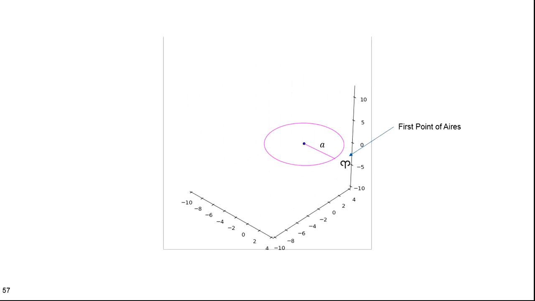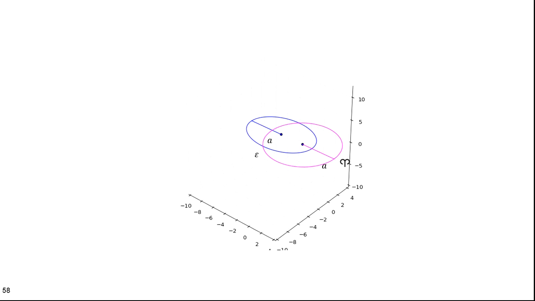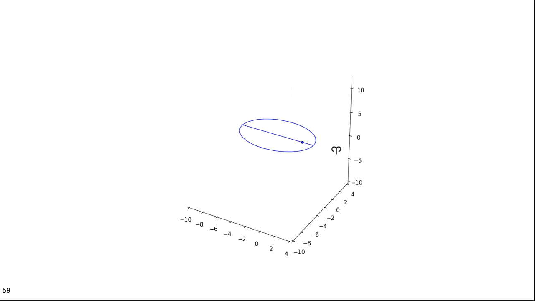Let's now go through the degrees of freedom more formally. We'll start with a circle. Here we've chosen a semi-major axis A. The x-axis points to the first point of Aries, and the plane of this circle is in the Earth's equatorial plane. We want to give the orbit some eccentricity, which we call epsilon. This is the second degree of freedom.